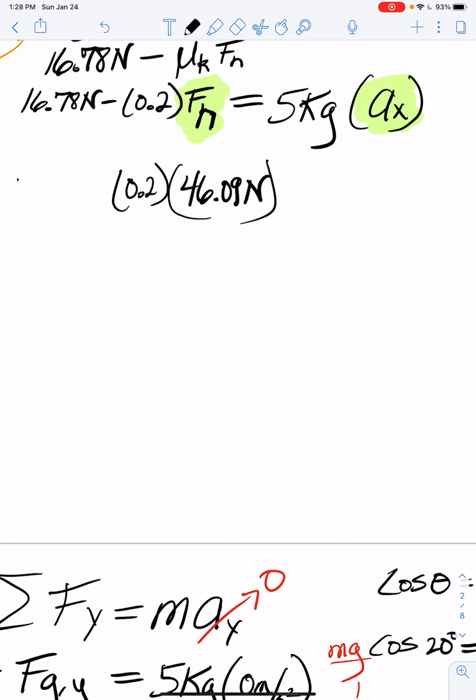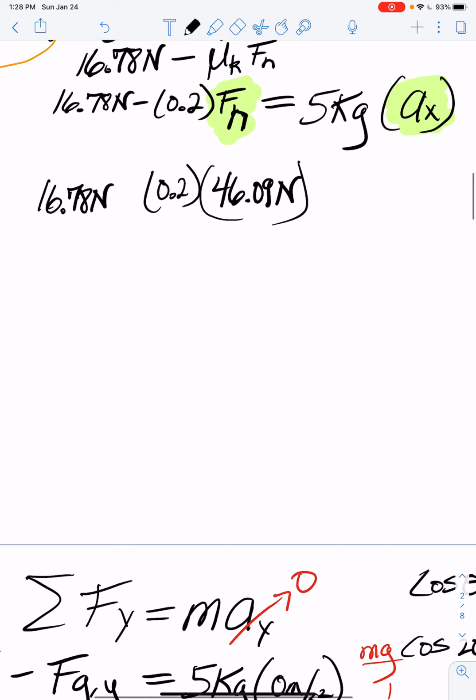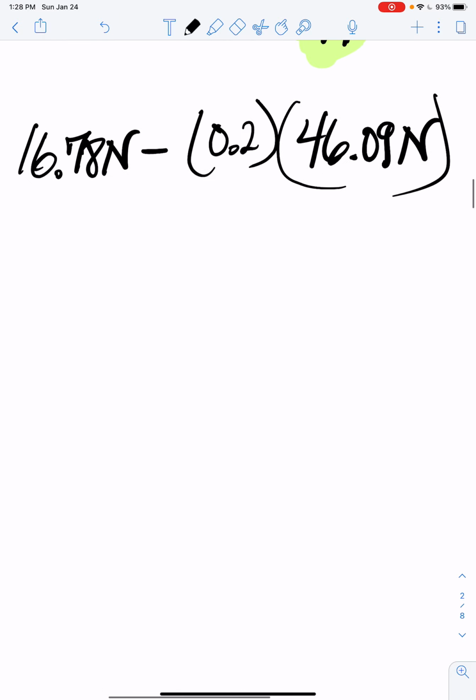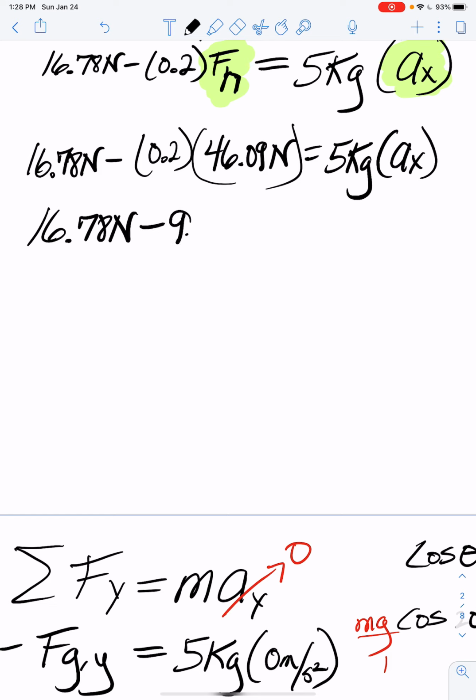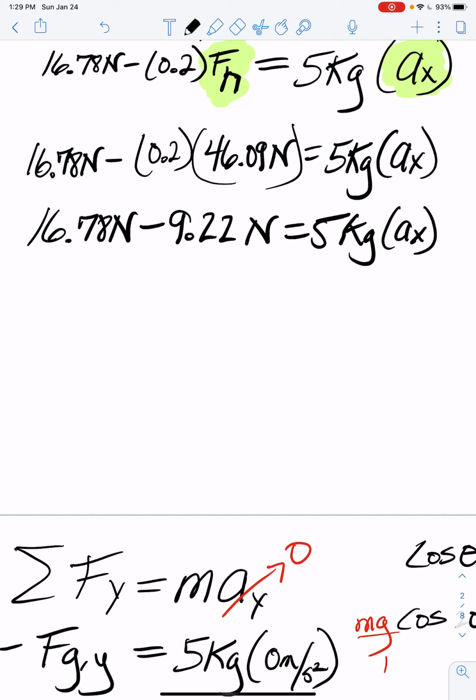Multiply that by 0.2. Still got the 16.78 hanging out over here. Subtract that, set it equal to 5 kg times AX. Do a little multiplication. We're getting about 9.22. All right. 16.78 minus 9.22. What does that equal? Is that 7.56? Yeah.